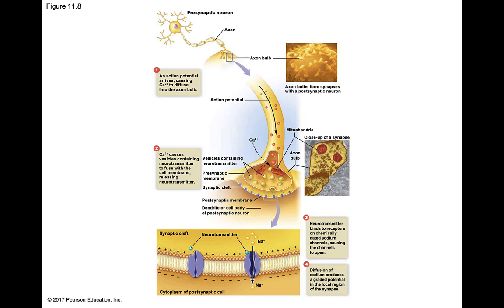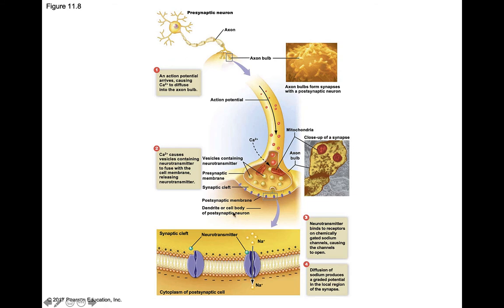Calcium is going to move into the axon terminal, and this causes the vesicles of neurotransmitter within the axon to act. In here, I've got these neurotransmitters, and what calcium is going to do is cause those vesicles to migrate, and then they're going to release the neurotransmitter through exocytosis. They're going to move across the synaptic cleft via diffusion, going from an area of high concentration to low concentration.